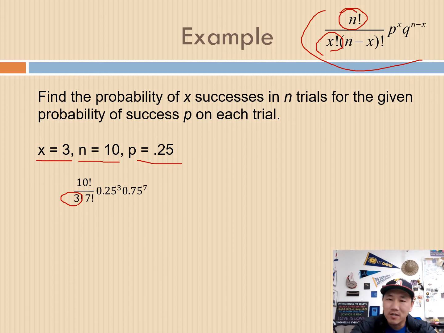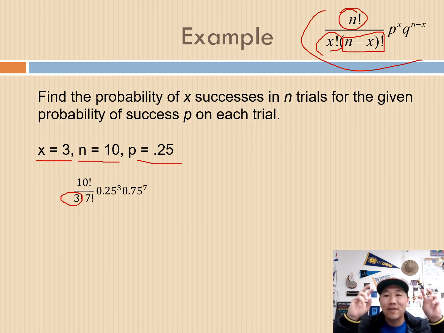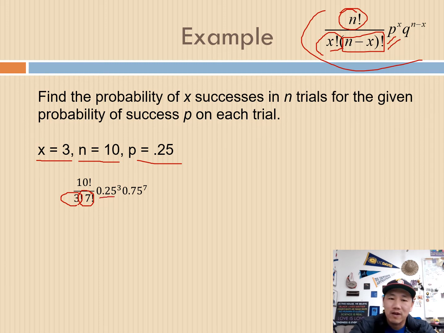Well, they don't tell you this part, but it is N minus X. It's basically the total number of trials minus the number of successes, because it stands for the failure part. So if we had 10 total and 3 were successful, that means 7 must be the failure part. There it is. And then this part, this P, is the probability of success. In this case, it's 0.25. They give it to us right here.